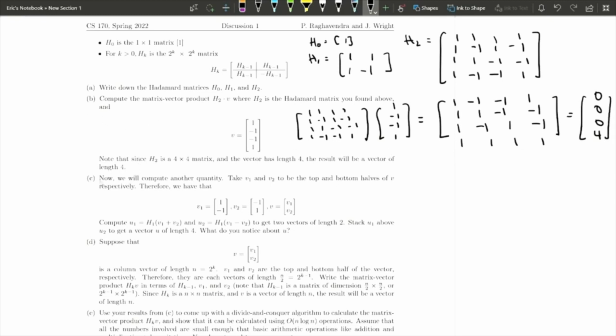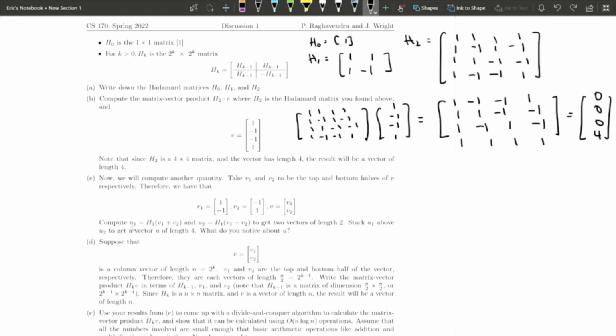Now 3c. Now we will compute another quantity. Take v1 and v2 to be the top and bottom halves of v respectively. Therefore, we have v equals, if we stack the matrices on top, v1 is the top half and v2 is the bottom half. We see that we have the same value. We just broke it down into a top and bottom portion.